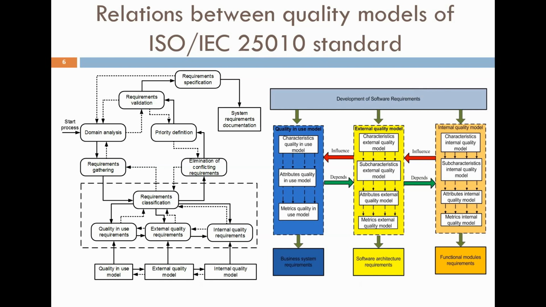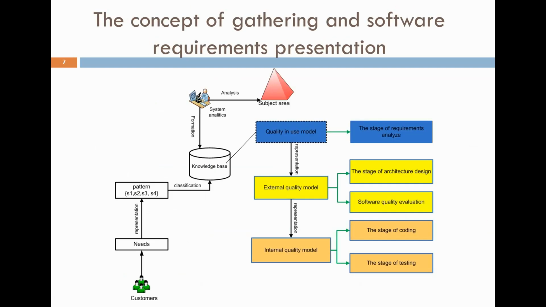In general, the process of defining requirements and their transformation into the shape of quality models is shown on this slide. Here, system analysts analyze the domain and customer needs in terms of quality models and create a knowledge base. After that, experts of quality evaluation classify attributes by the quality characteristics.